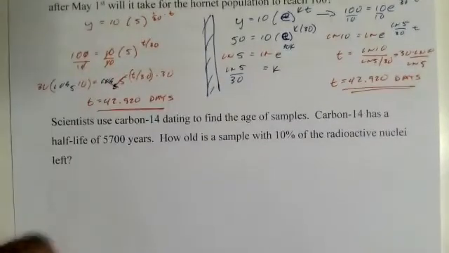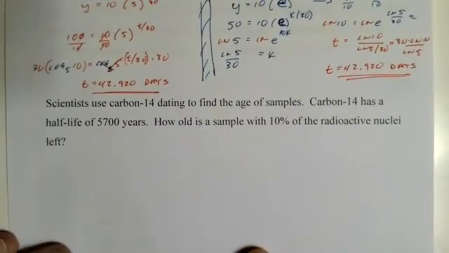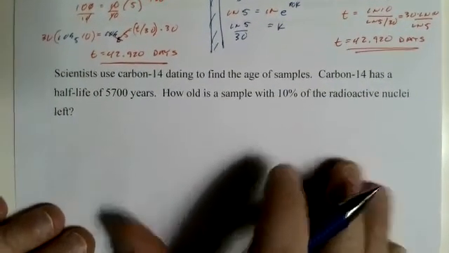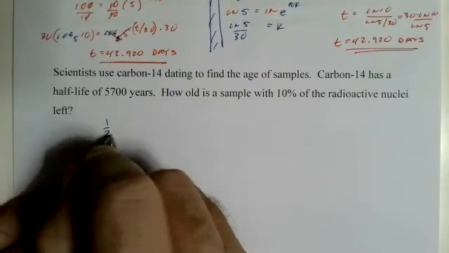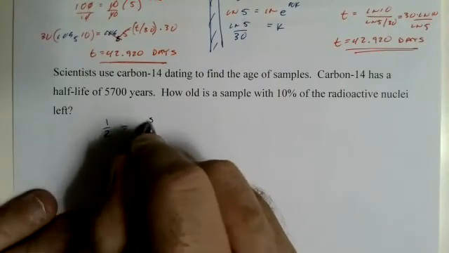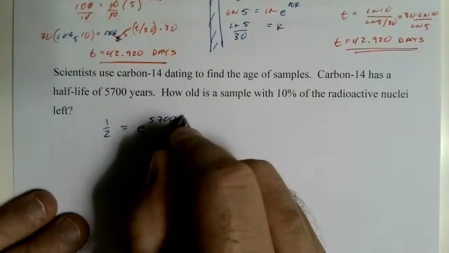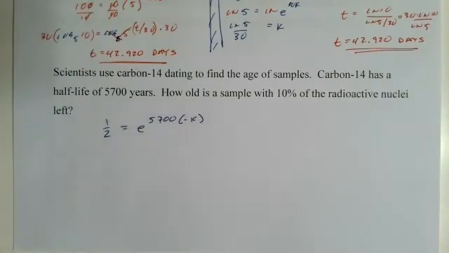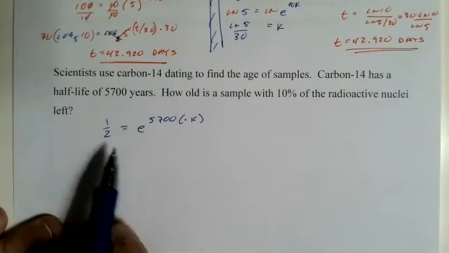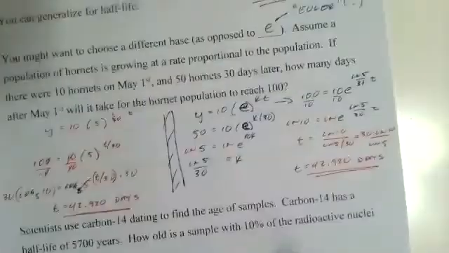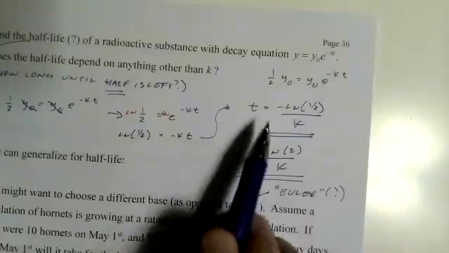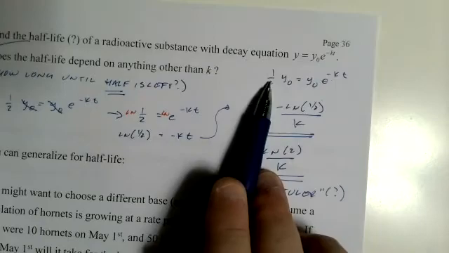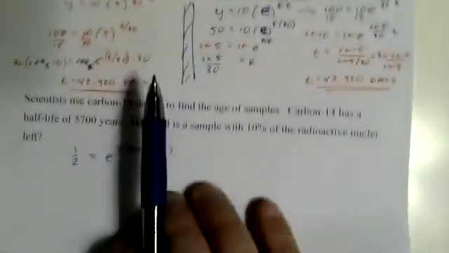So scientists use this carbon-14 dating. It has a half-life of 5,700 years. How old's a sample? First things first, we need to get the K value. So 1/2 equals e to the 5,700 times negative K. Do me a huge favor and don't ask me where I got this from. Find half-life, we do this first. Cancel these, get 1/2.